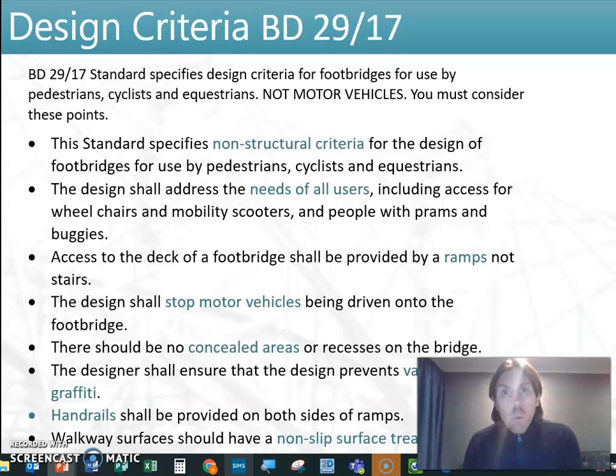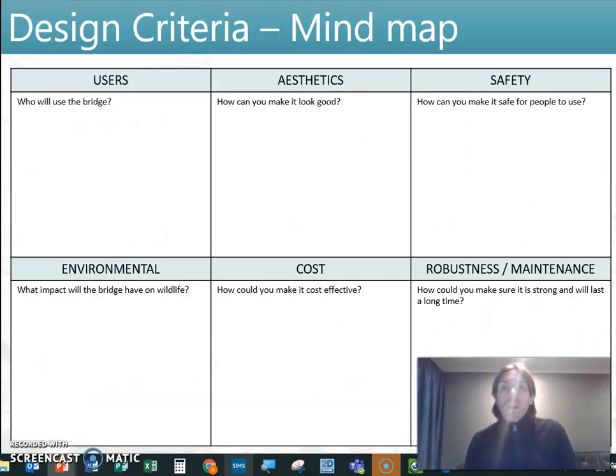So walkers in the countryside, muddy boots, etc., they need something that's non-slip. Now, the first thing you need to do is to put all these ideas together in a mind map. The users, the aesthetics. The aesthetics mean, what's it going to look like? Is it blue? Is it silver? Is it made of wood? What's it look like? The safety features, the environmental features, the cost, and the robustness and the maintenance.